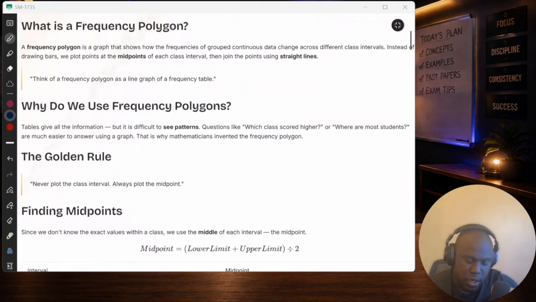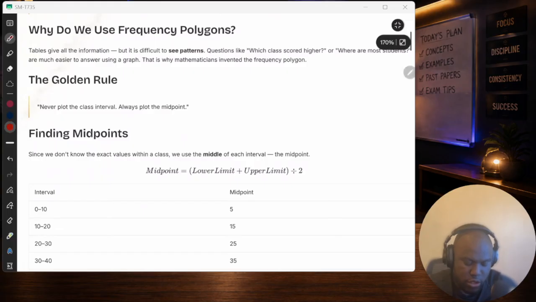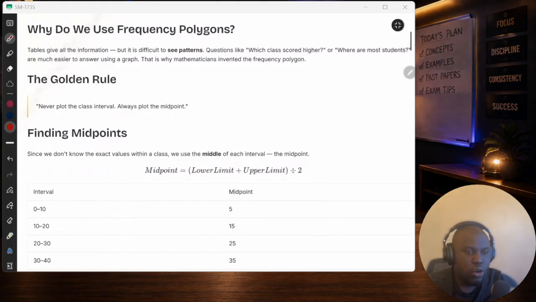What is a frequency polygon? A frequency polygon is a graph that shows how the frequencies change across the different values. So you're going to have how frequencies are changing. I don't want to over explain because you're very young right now. I just want you to remember this. Please make sure you know this: I'm going to tell you what we call the golden rule of sketching frequency polygons.